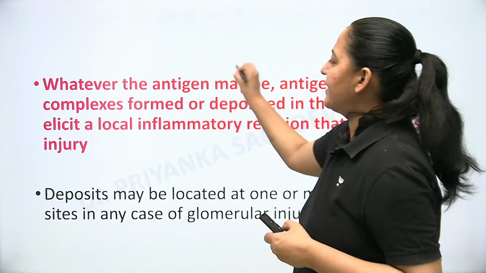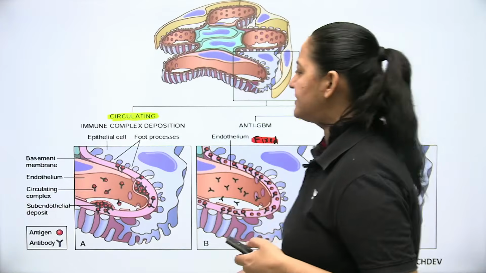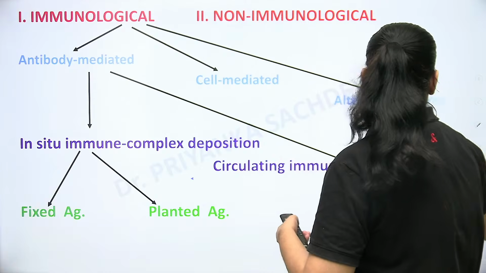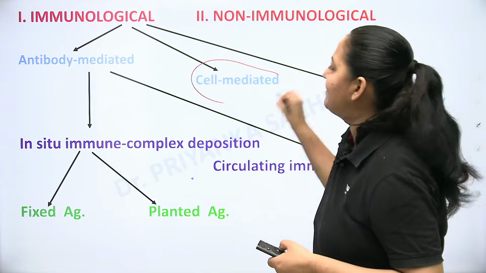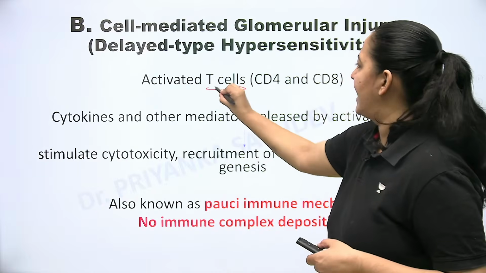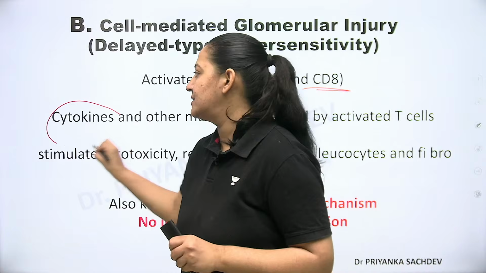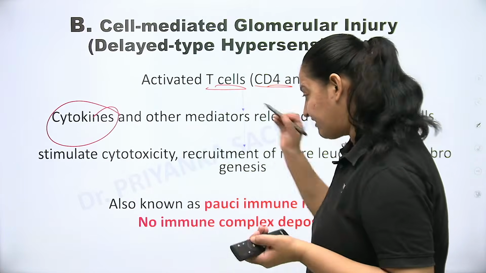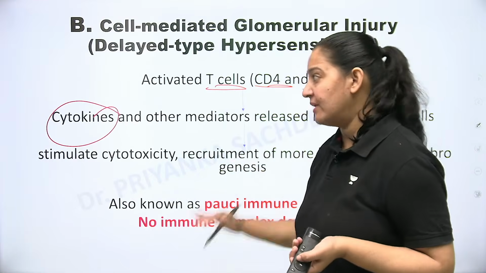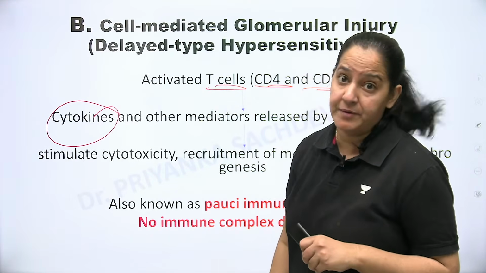Now, coming to the second mechanism, that is cell mediated. We are done with the antigen-antibody complex deposition. In cell mediated, whatever is the antigen, the CD4 and CD8 T lymphocytes will come and release various types of cytokines that will cause destruction of the filtration barrier. That will cause inflammation in the filtration barrier. Here antibodies are not formed. It is cell mediated immunity, not humoral immunity.